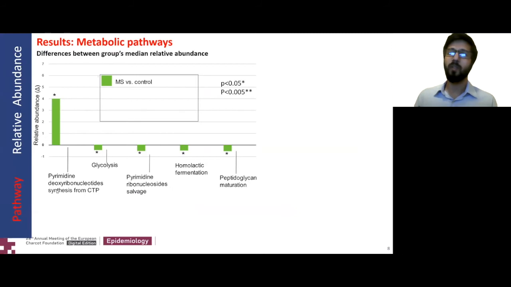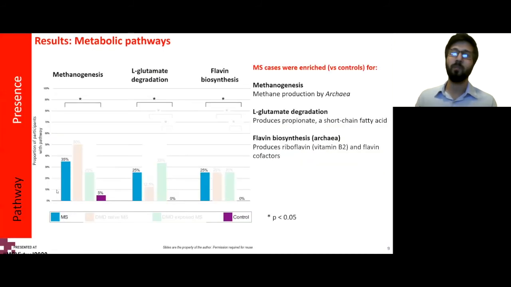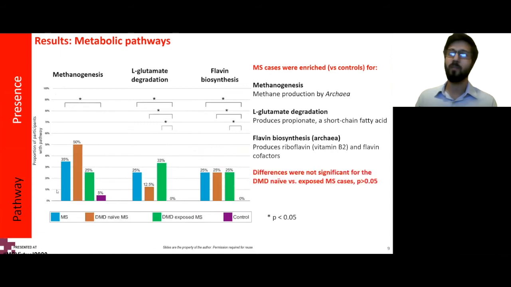We observed differences in pathway abundance, such as a depletion in homolactic fermentation pathway, which produces lactate. Interestingly, peptidoglycan maturation is higher in MS cases exposed to DMD versus MS cases naive to DMD exposure. There were also differences in pathway prevalence, meaning presence versus absence of pathways. Methanogenesis was more prevalent in MS.